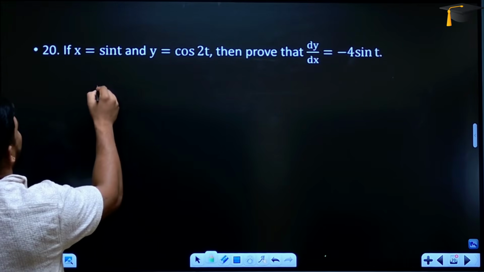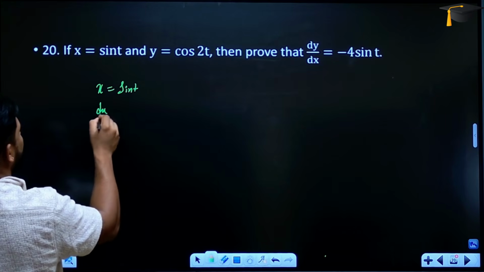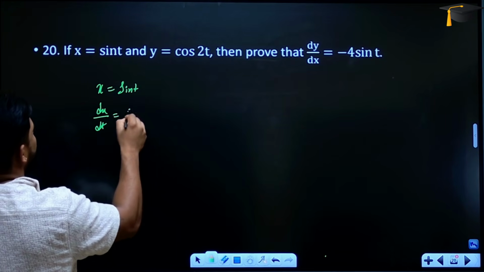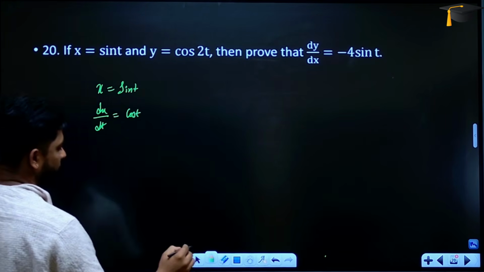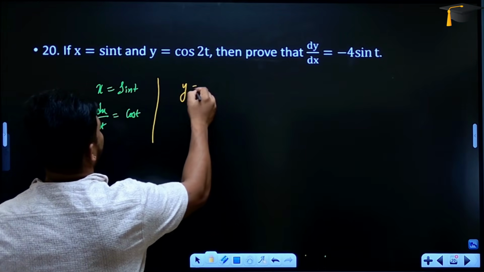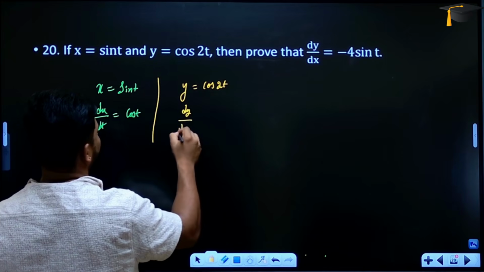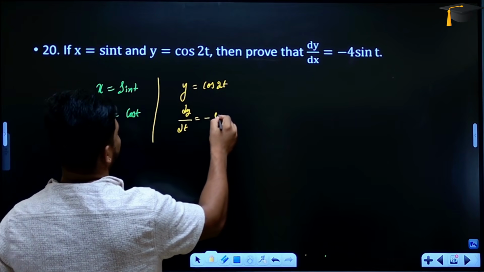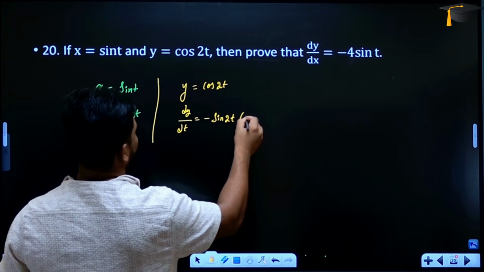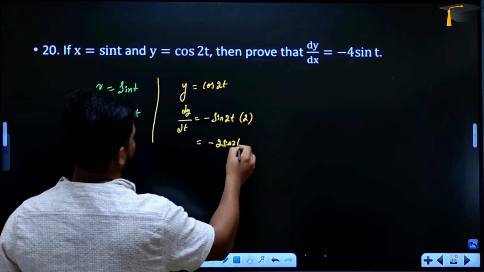So now let's do that. So x is equal to sin t there. So what is dx by dt? So sin t differentiation is cos t. Okay, so sin t is done. Next, y is equal to cos 2t there. So dy by dt is a minus sin 2t into 2, right? So this becomes a minus 2 sin 2t.